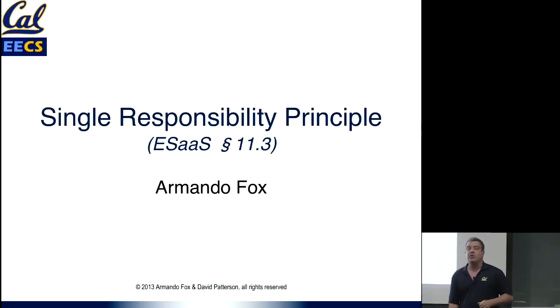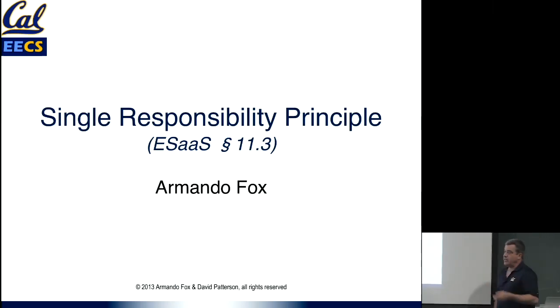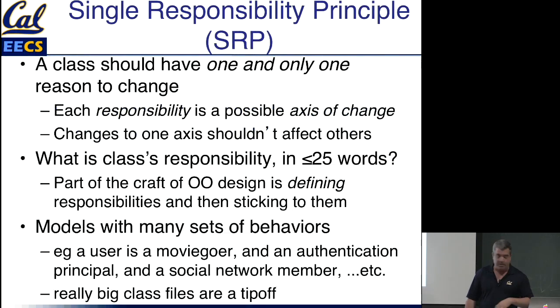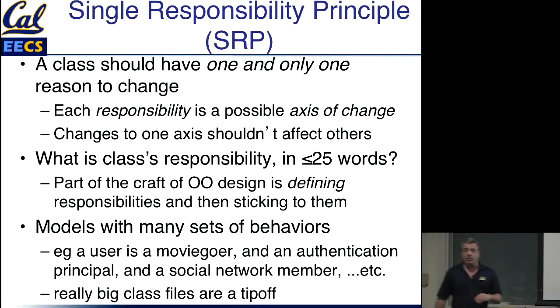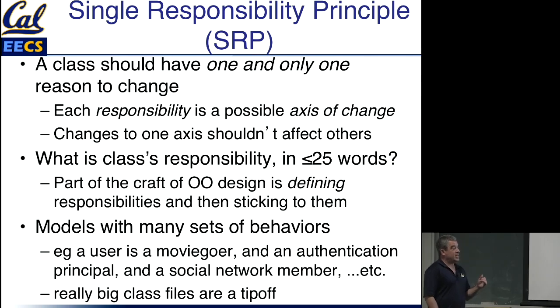Okay, so we'll start with single responsibility, which, to me, is kind of related to functions should only do one thing. This is the class level expression of that, which basically says a class should have exactly one reason to change. And we talk about an axis of change of a class as being a responsibility. And the idea is that changes to one axis shouldn't affect the others.